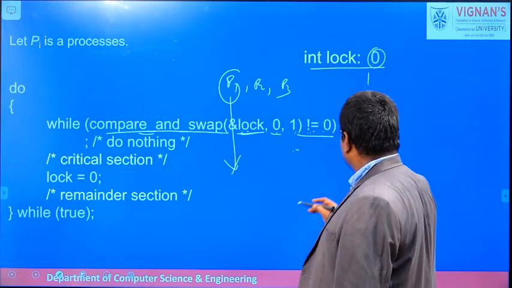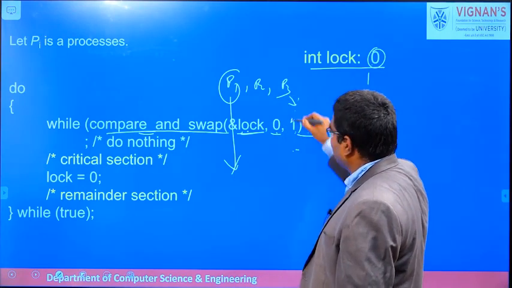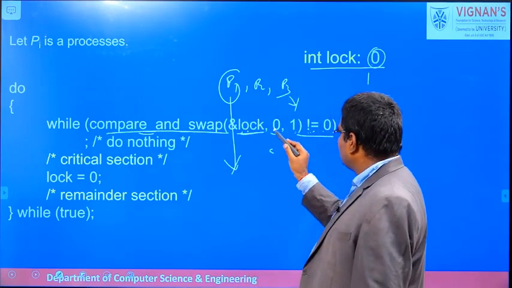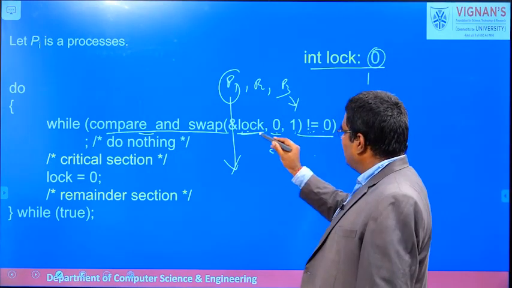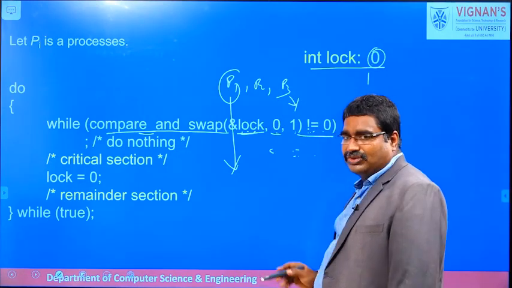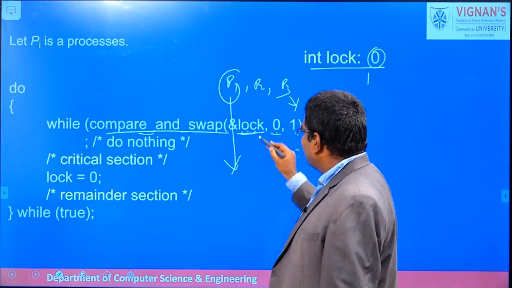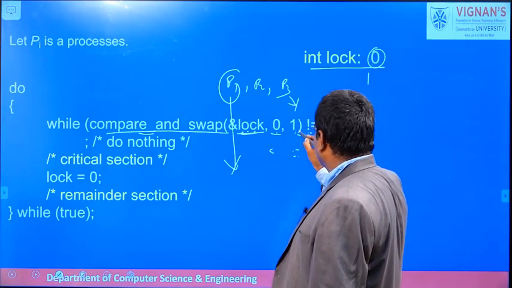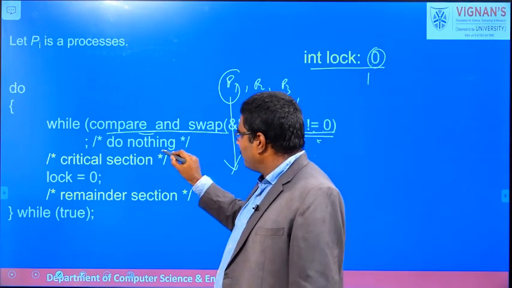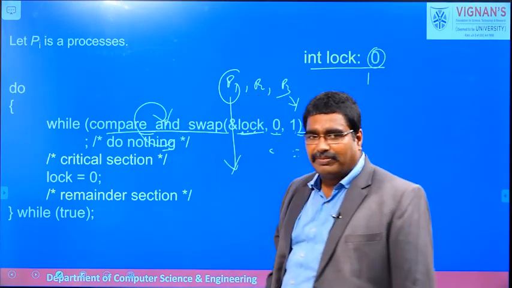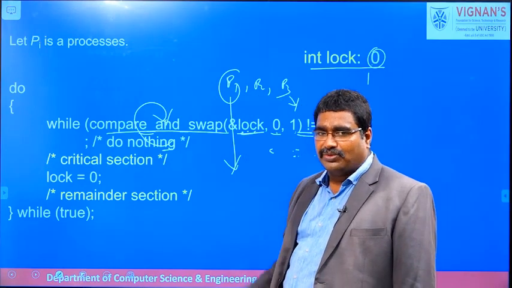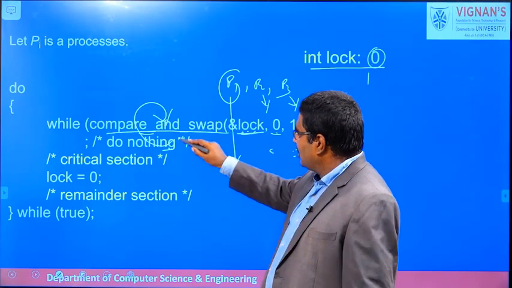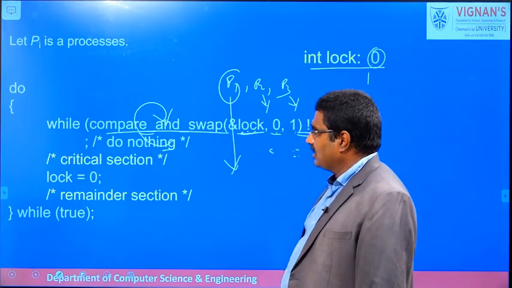While P1 is in the critical section, if the P3 process wishes to enter, then P3 calls the same compare and swap function with lock, 0 and 1. The lock value is already 1, so it compares 1 with 0. The condition is false, so 1 is not assigned. It directly returns the existing value of the lock, that is 1. 1 is not equal to 0 is true, so without performing any operation it executes the while loop again. So P3 is not allowed to enter into the critical section. For example, if P2 wishes to enter, the same thing happens: it is not terminated from the while loop, and it is not allowed to enter into the critical section.